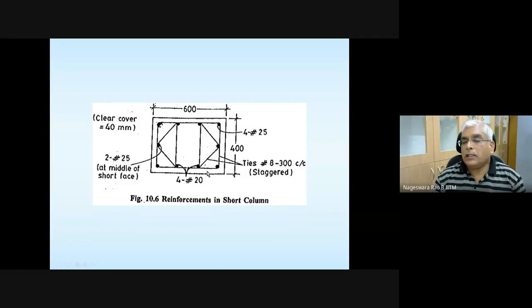Okay. And then you can see the lateral ties. You need to tie all the bars, all the longitudinal bars. Here it's mentioned staggered, in the sense one time this, one time this, one time this, one time this. Okay, these are all staggered. Any questions here?